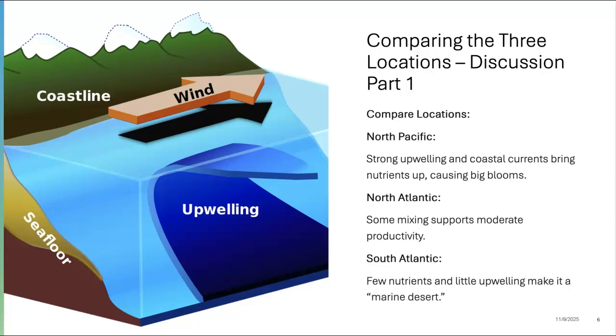When we compare all 3 oceans, geography makes a huge difference. The North Pacific has strong upwelling and coastal currents that bring a lot of nutrients to the surface. This is why this area shows such big blooms. The North Atlantic has some mixing but fewer nutrient surges, so productivity is moderate. And in the South Atlantic, the open site, it is far from coasts and upwelling zones, so nutrients are very scarce. It is basically like a marine desert. So even though these sites are all in temperate zones, the local ocean conditions like current patterns and nutrient availability create very different outcomes.